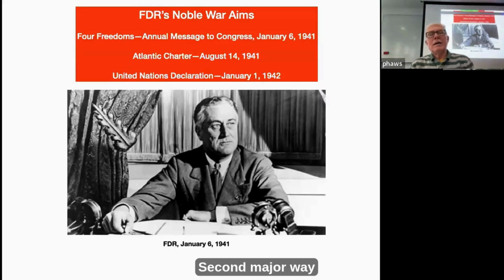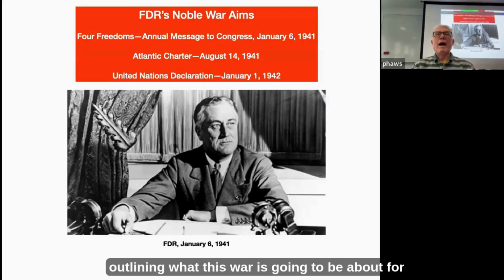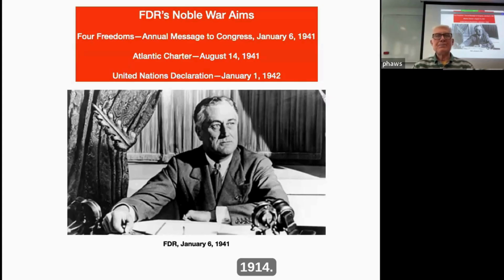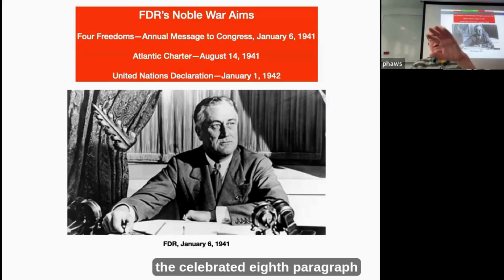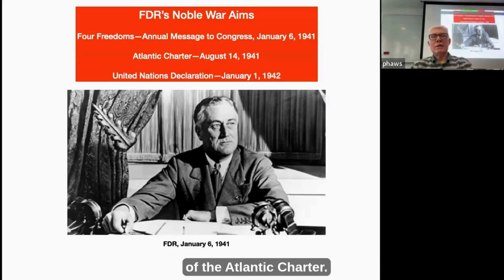The second major way of outlining what this war is going to be about for the United States is the Atlantic Charter of August 1941. And there's especially misunderstandings about the celebrated eighth paragraph of the Atlantic Charter.